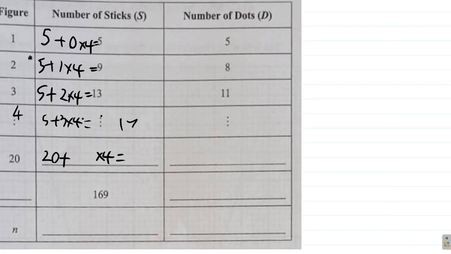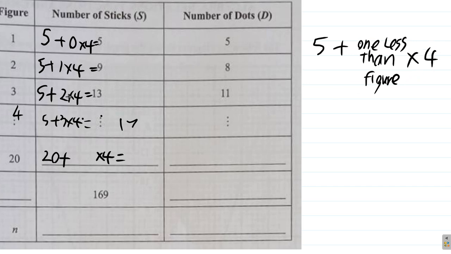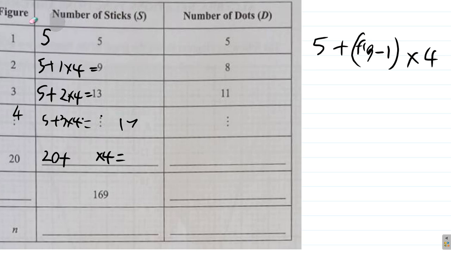So what we seem to have then is 5 plus 1 less than the figure number, times 4. That seems to be what we have. So it's 5 plus the figure number minus 1 by 4. That seems to be the case. So it's 5 plus 1 less than 1 by 4. So it's 5 plus 1 minus 1 by 4.